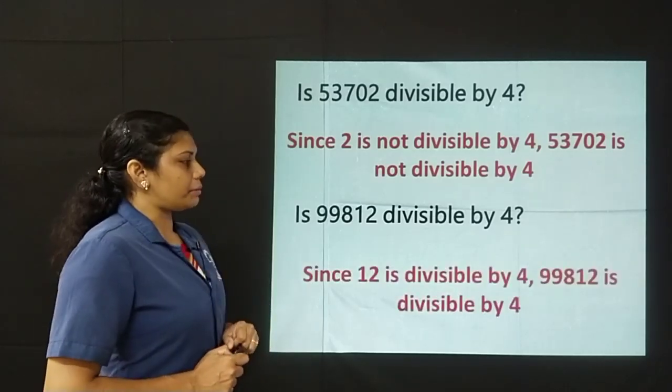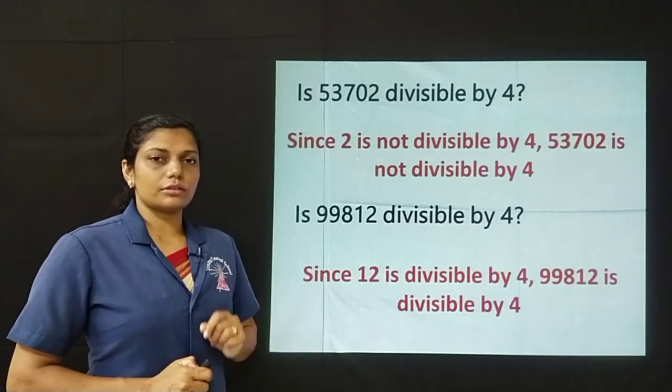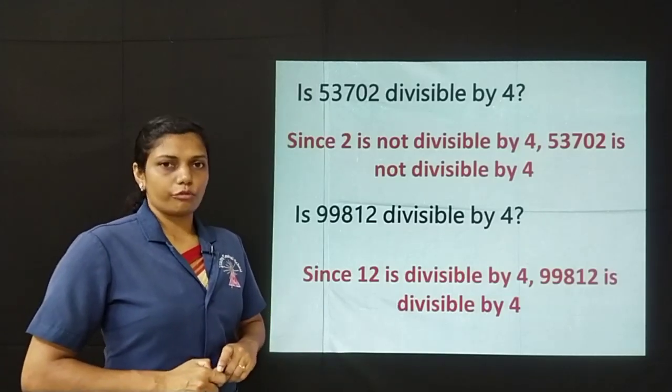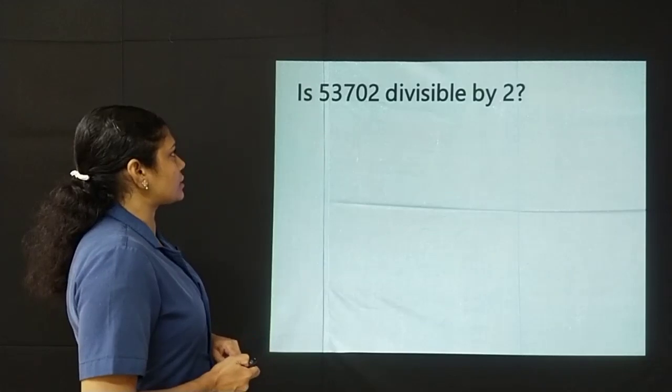Since 12 is divisible by 4, 99,812 is also divisible by 4. Okay? Let us go to the next one.